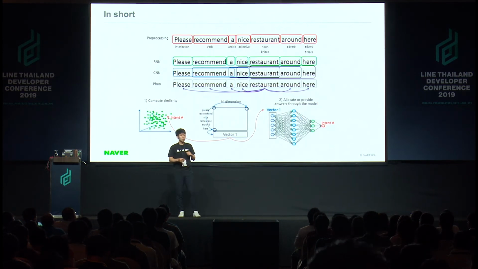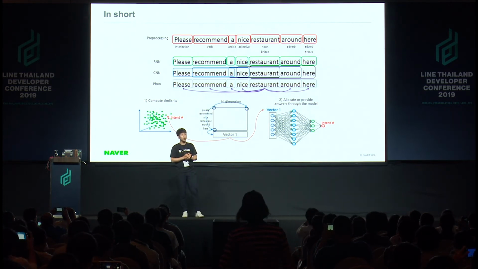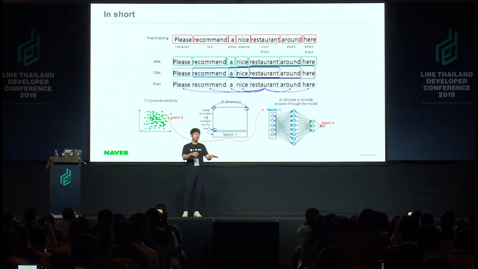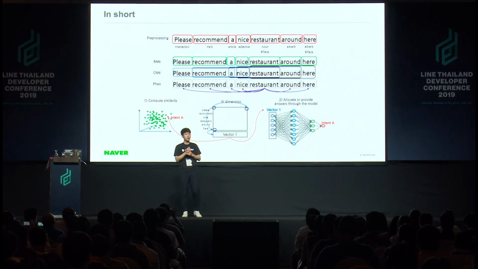In short, the sentence comes in, we pre-process and extract language features, and once that is done, we give all the pre-processed data to each model, get the answers, ensemble all those answers, and then provide them to users.